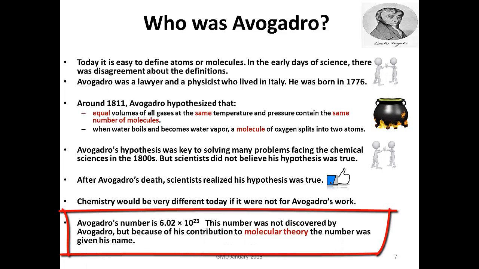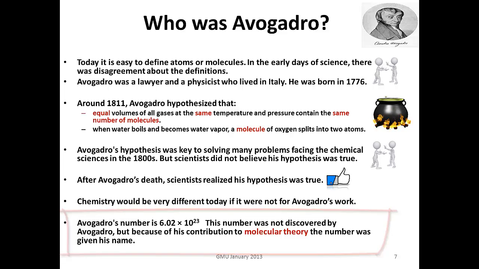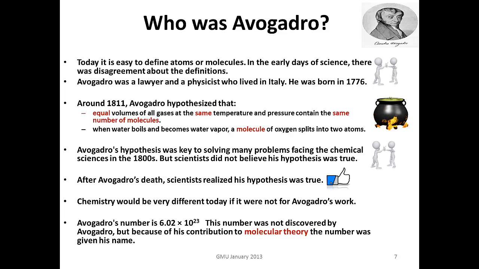Avogadro's number is 6.02 times 10 to the 23rd. Now, this number was not discovered by Avogadro, but because of his contribution to molecular theory, the number was given his name.